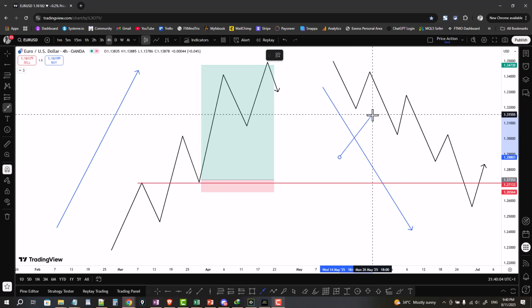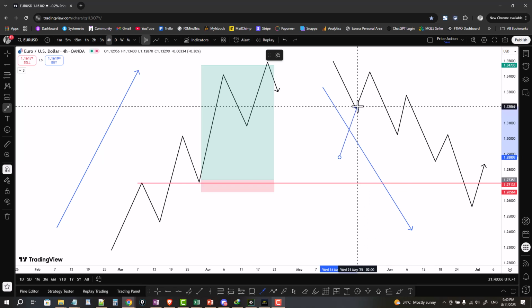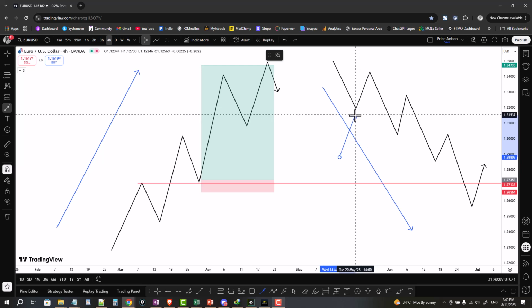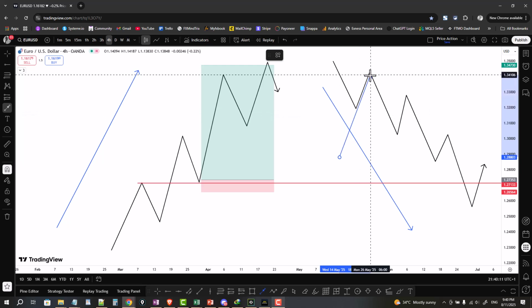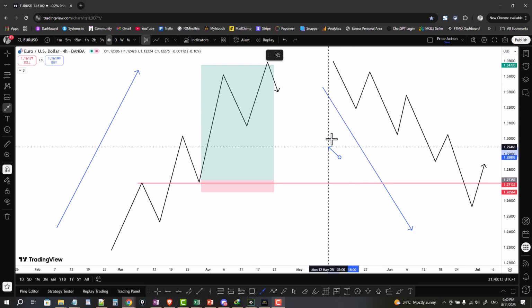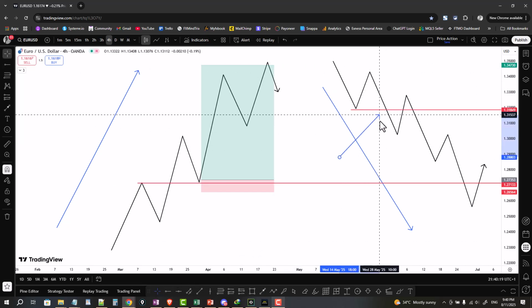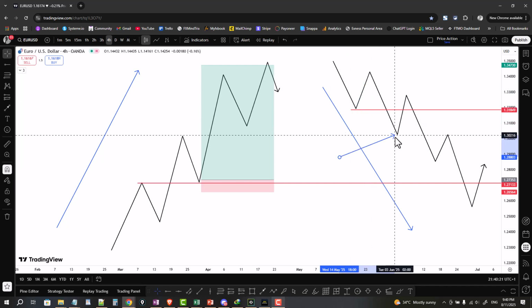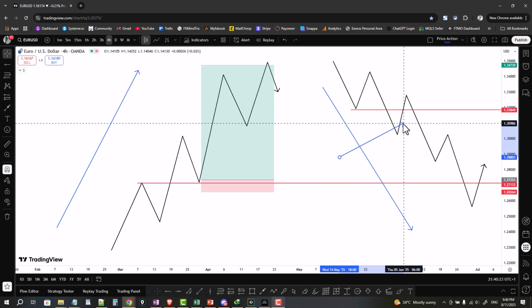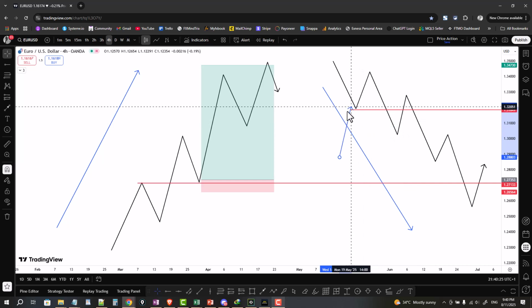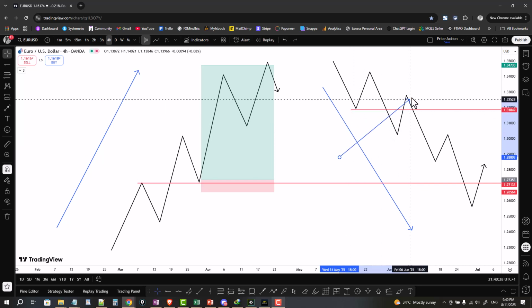And then due to this, eventually price is going to retrace its steps a little bit from the support level and then pull back a little bit. But then eventually it's going to gather enough momentum so that when it comes back to retest this previous support level, it's going to break below it.